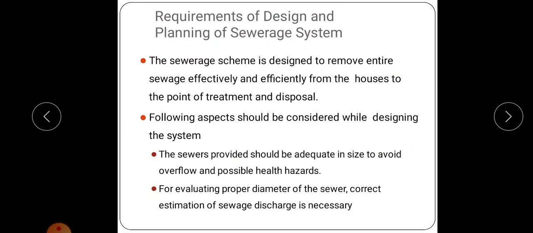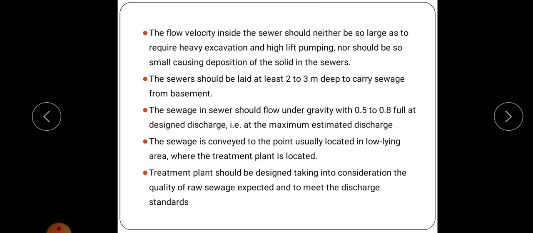Next, for evaluating the proper diameter of the sewer, correct estimation of sewage discharge is necessary. Okay, so if we estimate the sewage discharge correctly, we can design the diameter of the sewer accurately. So we have to estimate the sewage discharge correctly.